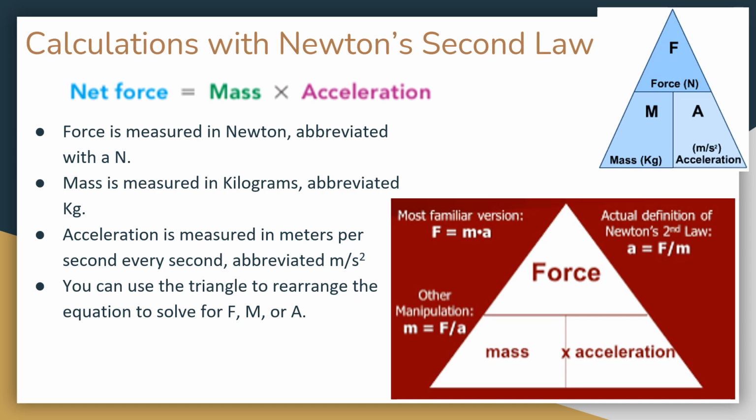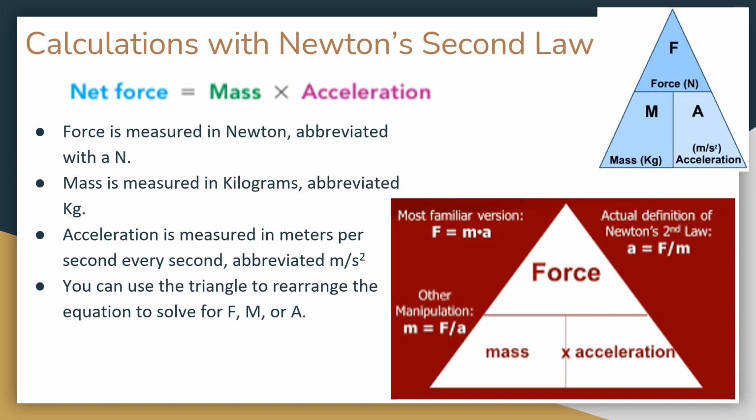Calculations with Newton's second law. Net force equals mass times acceleration. So we have another triangle here, force at the top, mass bottom left, acceleration bottom right. Force is measured in newtons, abbreviated with a capital N. Mass is measured in kilograms, abbreviated kg. And acceleration is measured in meters per second, every second, abbreviated meters per second squared.